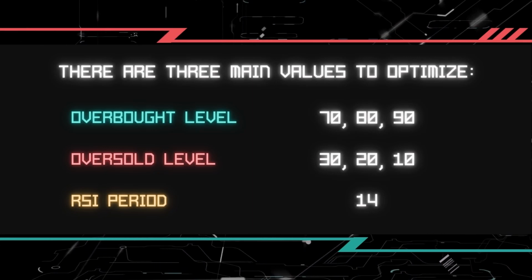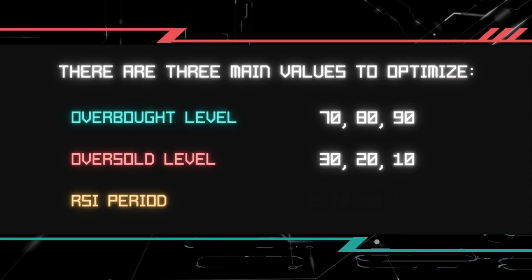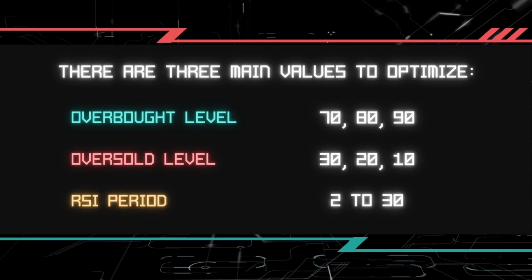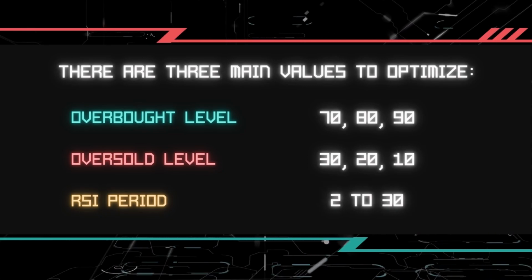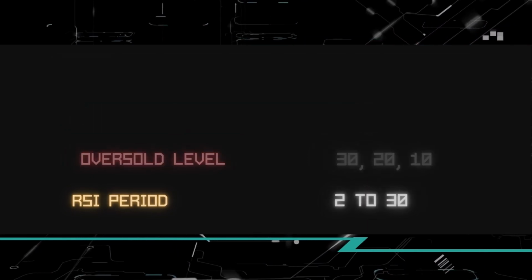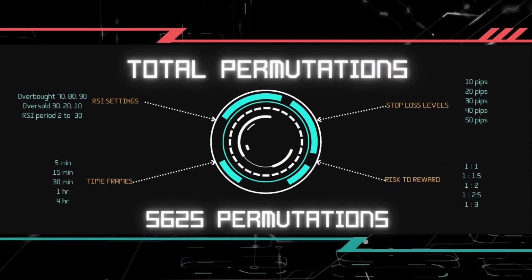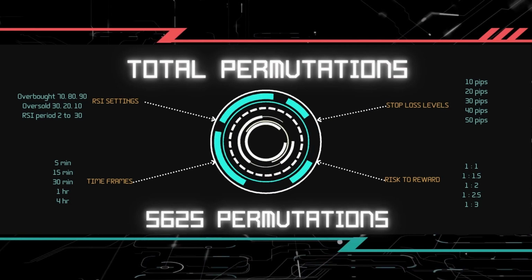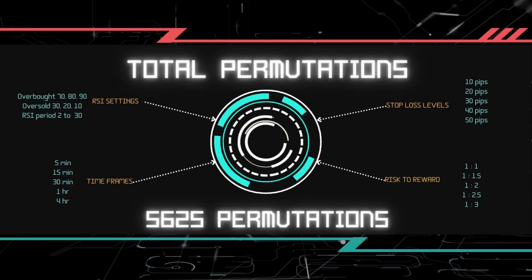70-30. Next, for the RSI period, instead of using the default 14, we will start with period 2, and end at period 30 with an increment of 2 periods each time. We have a total of 5,625 different settings. Let us run the backtest and see which setting will give us the best result.